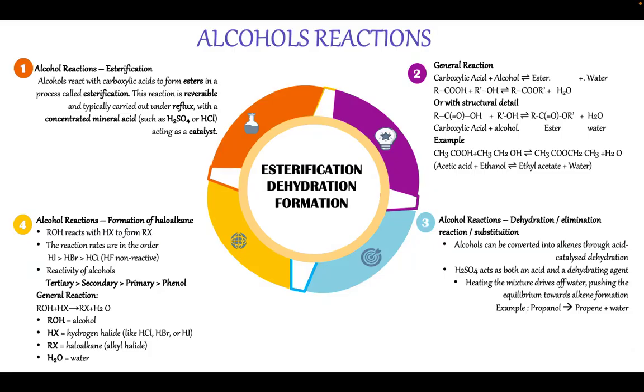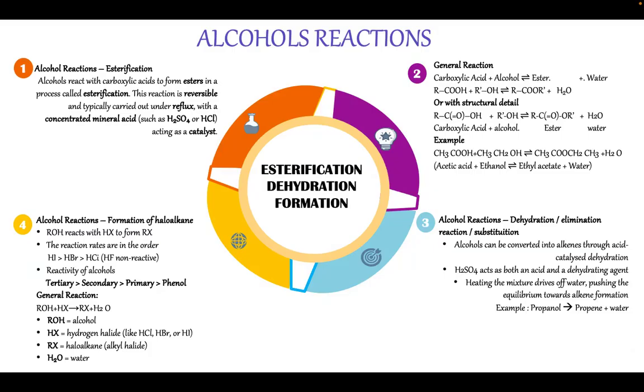So the formation of haloalkane involves several mechanisms. For tertiary alcohol, it goes through the SN1 mechanism, where OH is protonated to become a better leaving group, H2O, and a carbocation forms, and then the halide ion, X negative, attacks the carbocation. And for primary alcohol, it goes through the SN2 mechanism, where the protonated OH leaves and the halide ion attacks at the same time, with no carbocation.